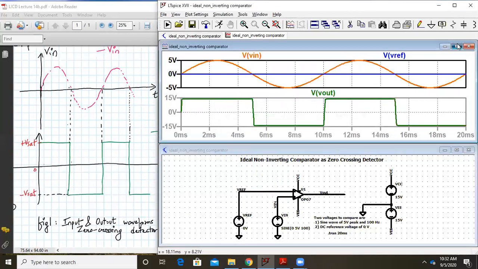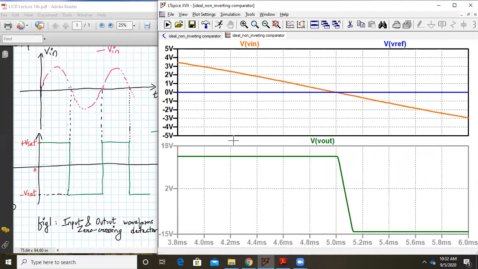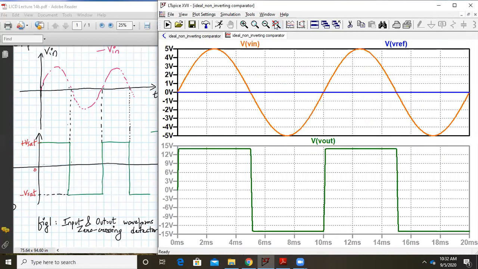Okay, so let me maximize this. As you can see clearly, the waveforms on your left hand side in the OneNote PDF are similar to what we are getting over here. The only difference is that the vertically straight lines are not so straight, they are a curve. They are a little bit slanted with a slope. This happens in a realistic practical op-amp. It takes some time for the output to change from a very large value to another very large value, that is from close to plus 15 to minus 15. It takes some time for the comparator to react.